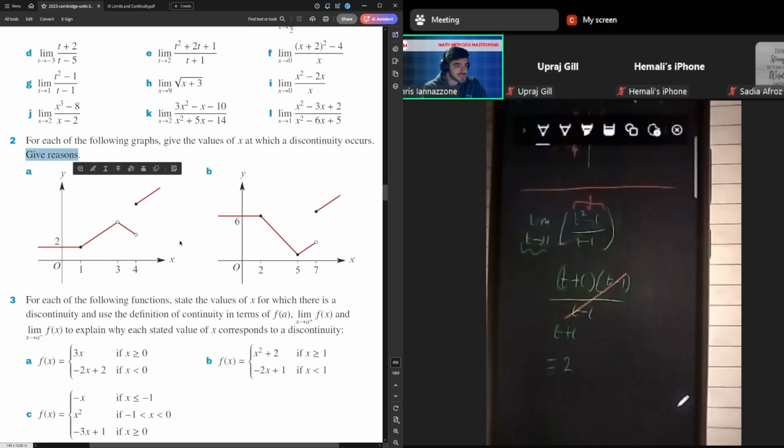Now, this is the tough part, or maybe tougher part. That's why I gave you a screenshot to refer to. Give reasons. So we'll do this one by one. x equals 3. What's wrong with that? Which criteria isn't met? There are multiple answers to this one.